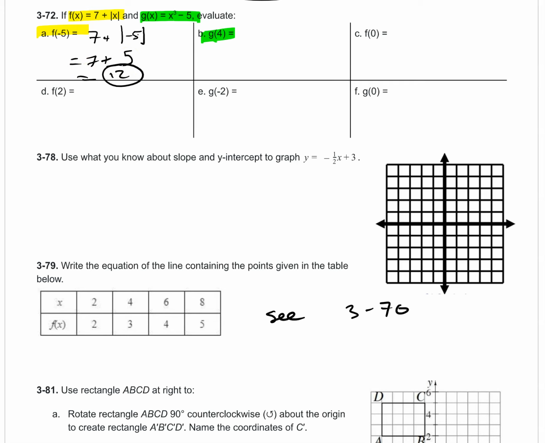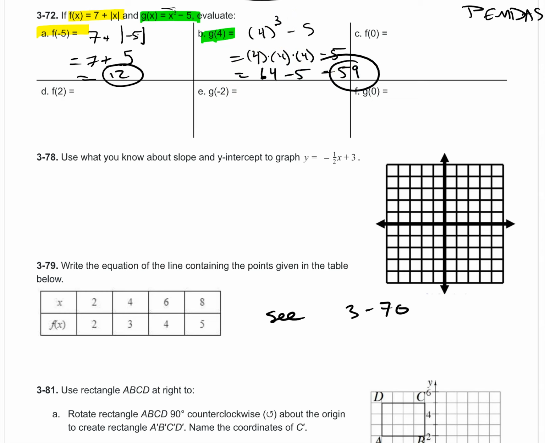Let's try B. g of 4. Plug in 4 to this equation. We have 4 raised to the power 3 minus 5. 4 raised to the power 3, that's 4 times 4 times 4. And then we take away 5. If we consider PEMDAS, PEMDAS tells us to do the exponent first, and we did the exponent, now we multiply. 4 times 4 times 4. Oh, use your calculator, people. That's 64, and 64 minus 5 is 59.